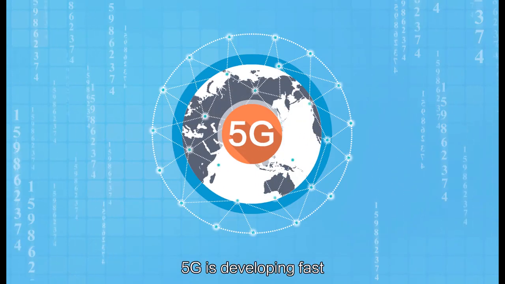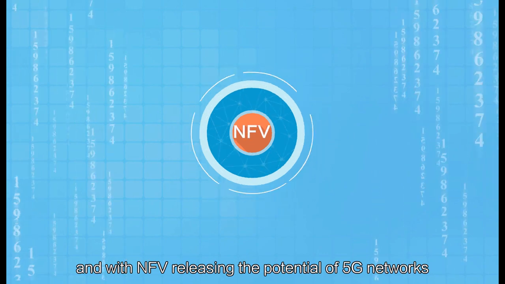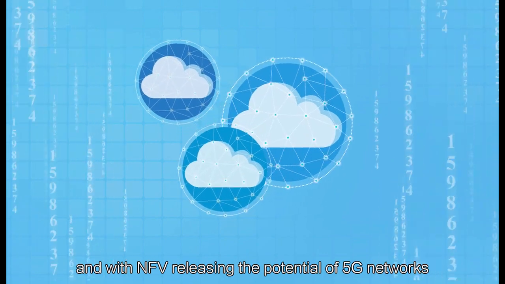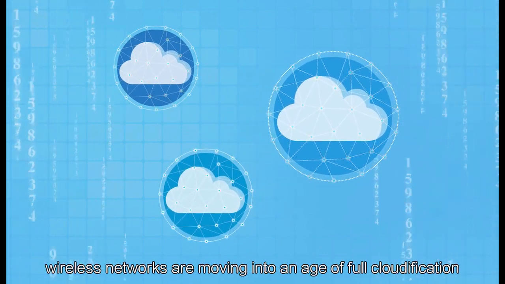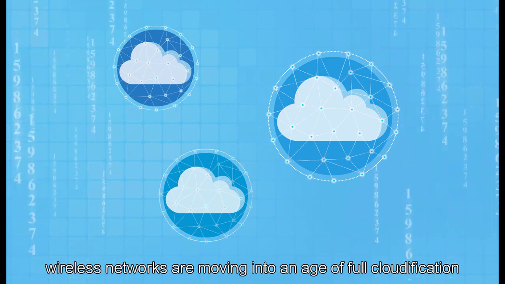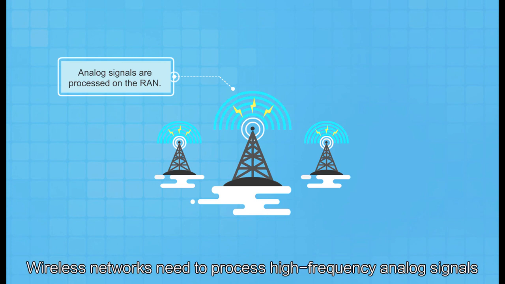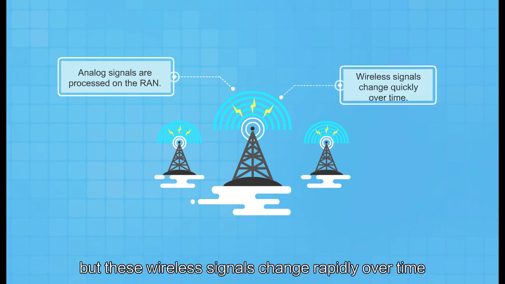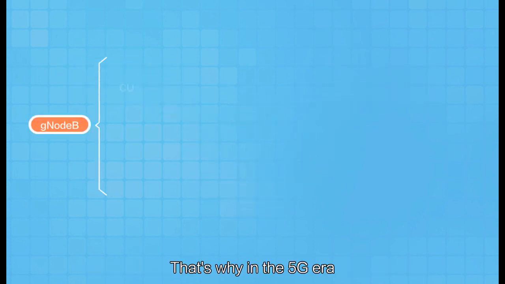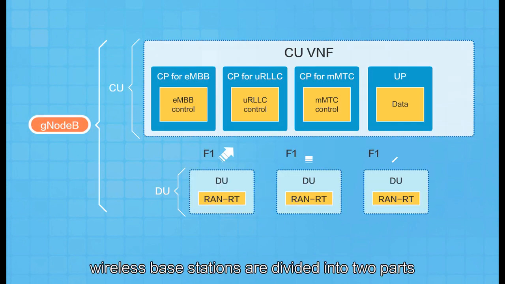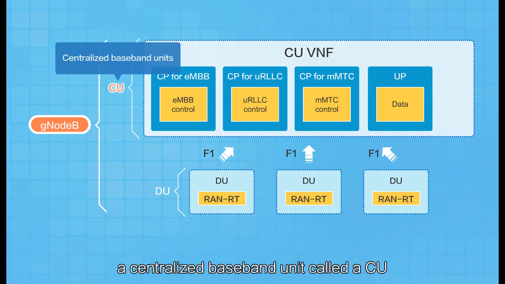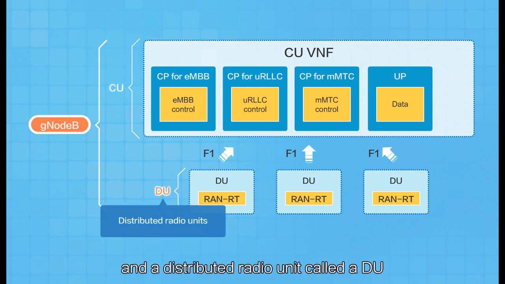5G is developing fast, and with NFV releasing the potential of 5G networks, wireless networks are moving into an age of full cloudification. Wireless networks need to process high-frequency analog signals, but these wireless signals change rapidly over time. That's why, in the 5G era, wireless base stations are divided into two parts: a centralized baseband unit, called a CU, and a distribution radio unit, called a DU.